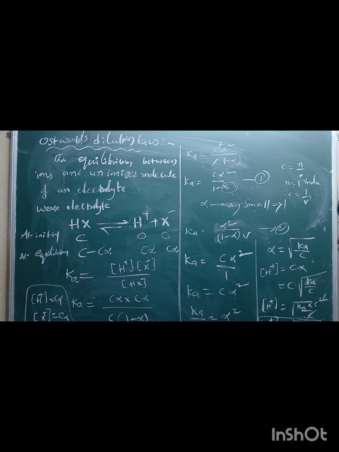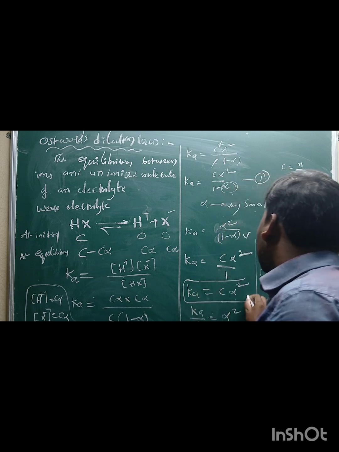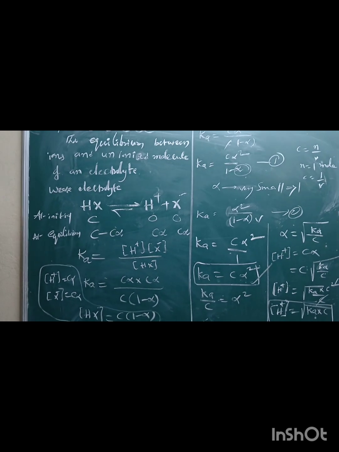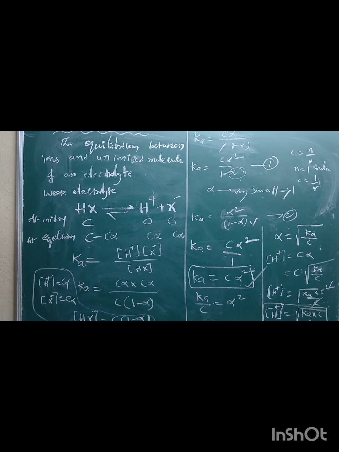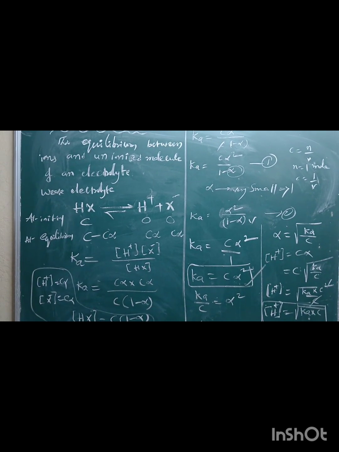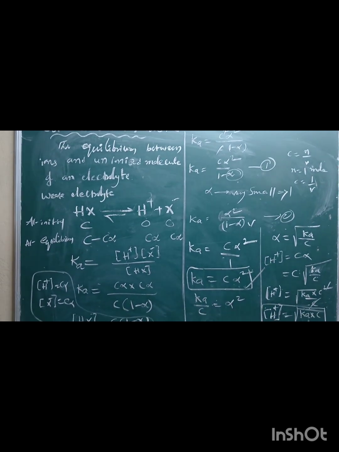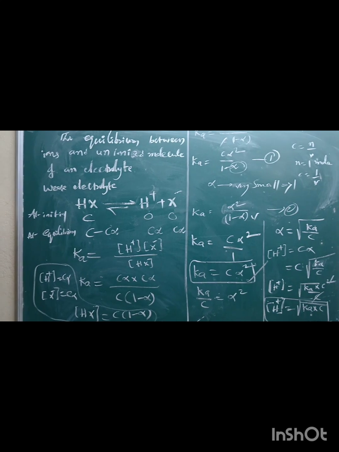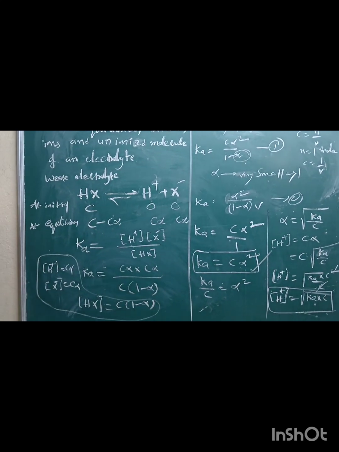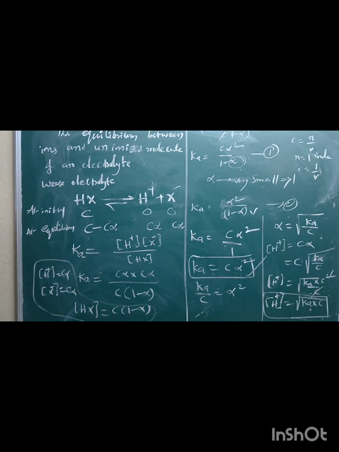Okay, this is the information about ionization of an acid, simply up to here, the dissociation constant of an acid. This is the information about the Ostwald dilution law for a weak acid, weak electrolyte. I hope it is clear.